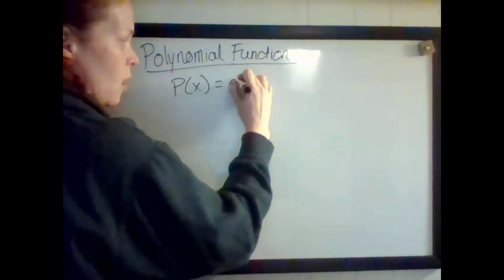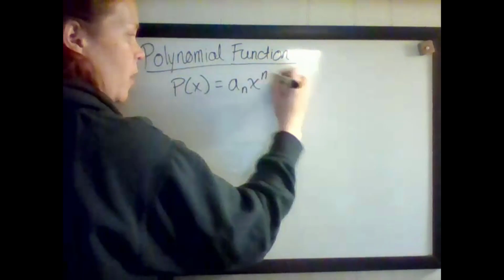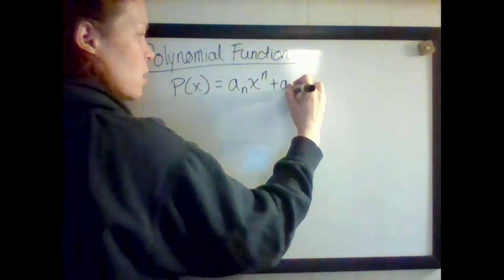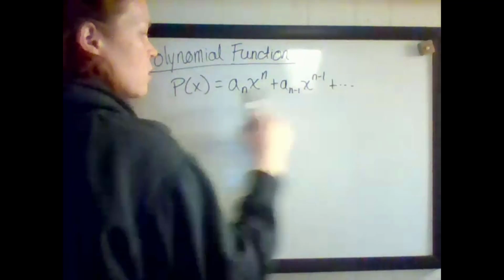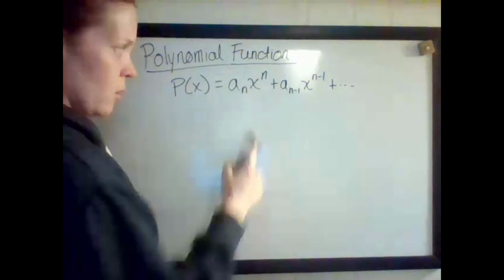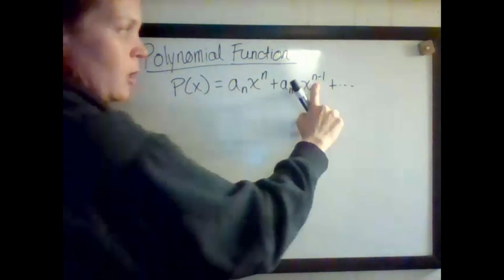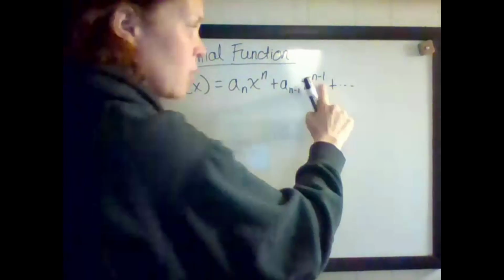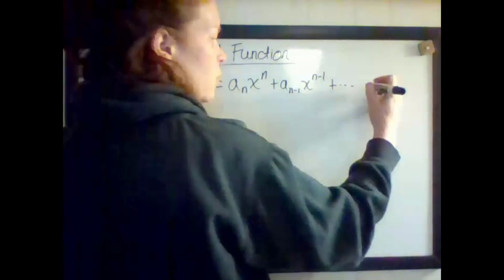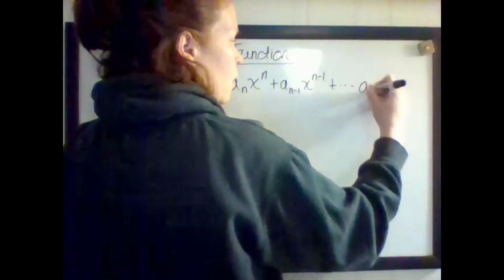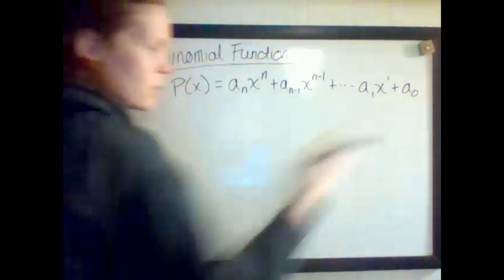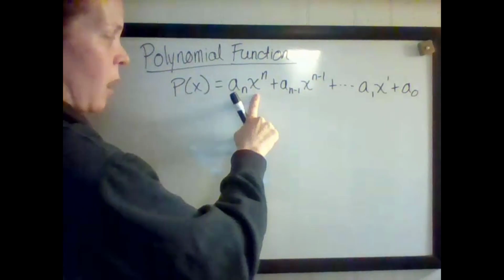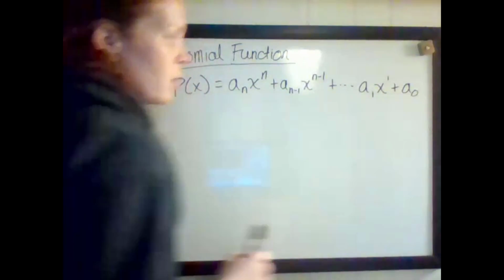P of x is a sub n x to the nth power plus a sub n minus 1 x to the n minus 1 power. So this is just saying the next lowest. Like if this is to the 4th power, this one would be to the 4 minus 1, or 3rd power, and keep going until we get to a sub 1 x to the 1 plus a sub 0, the constant. So whatever this power is, just written in descending order.